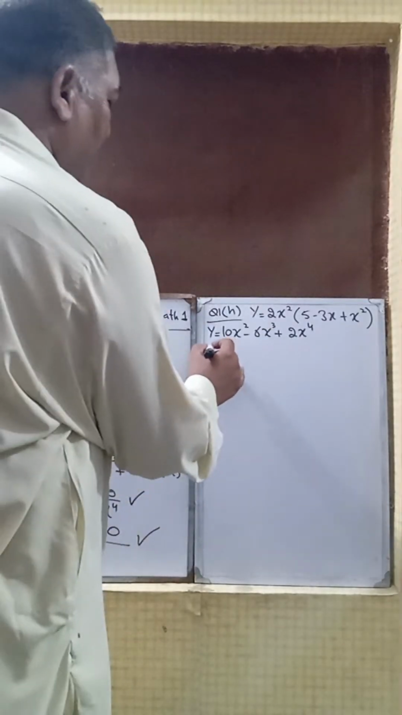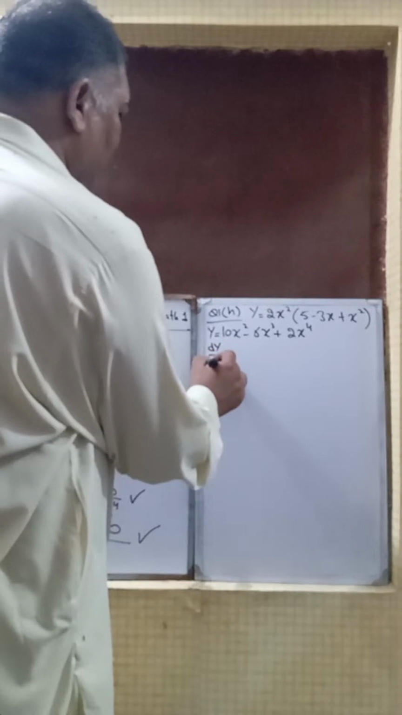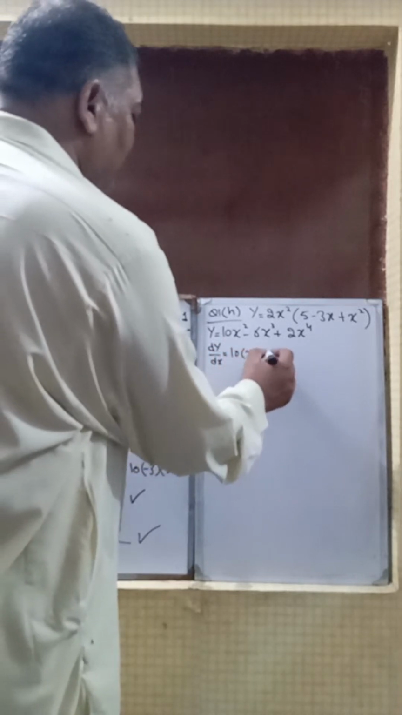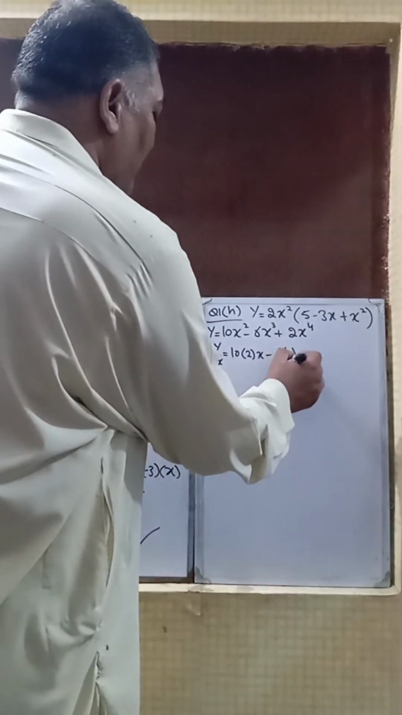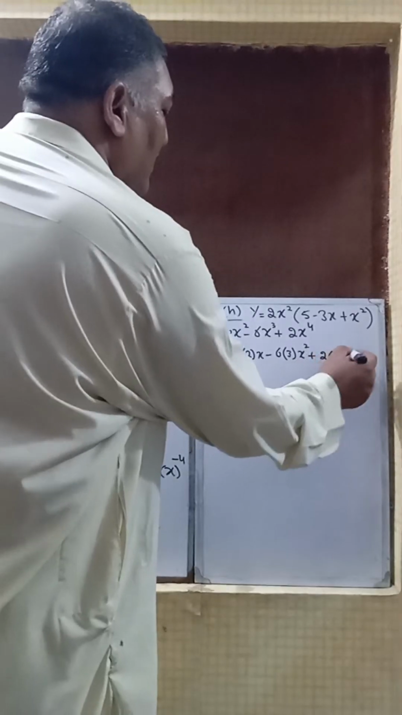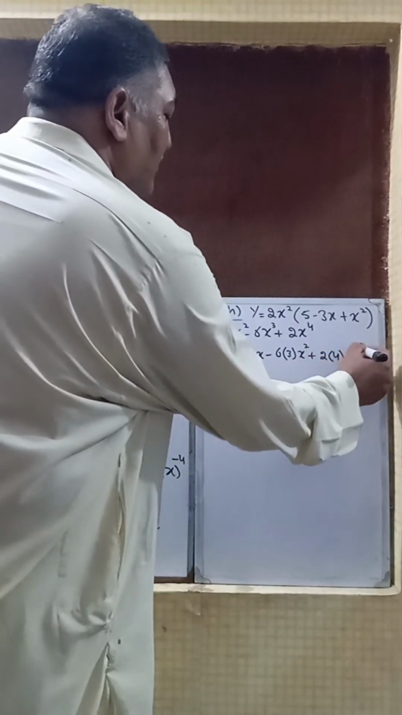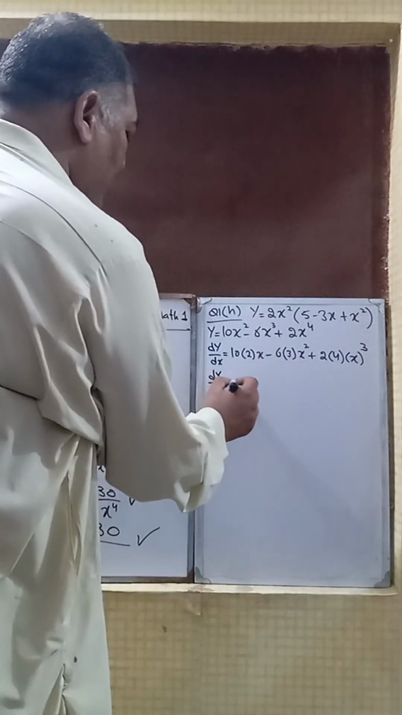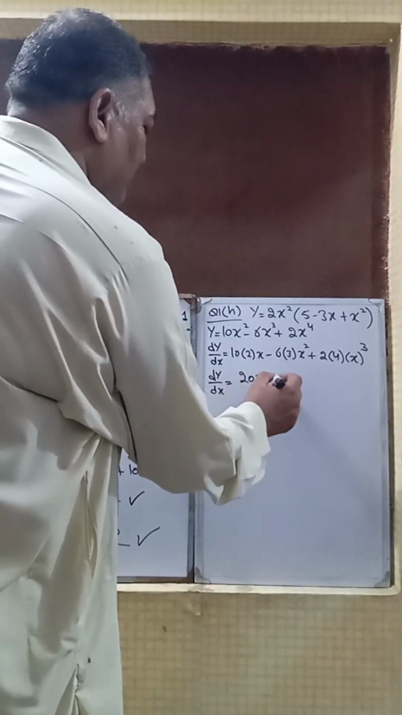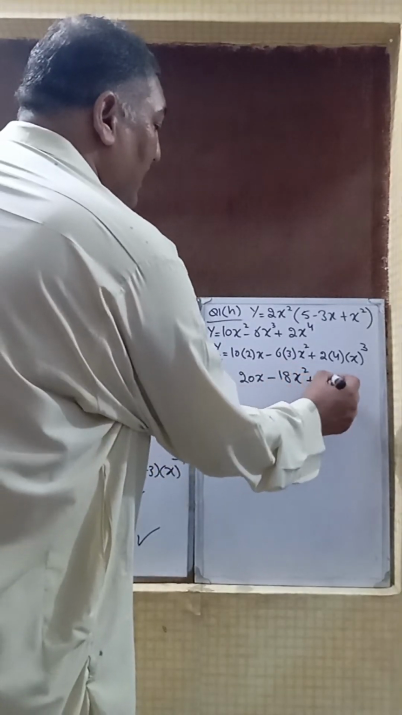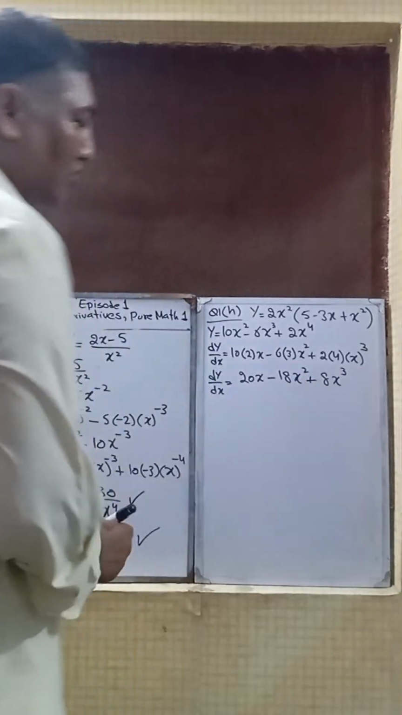Now I can differentiate it, the first derivative, dy by dx. This will be 10 into 2 into x minus 6 into 3 into x raised to power 2 plus 2 into 4 into x raised to power 3. So dy by dx will become 20x minus 18x square plus 8x cube. Okay.